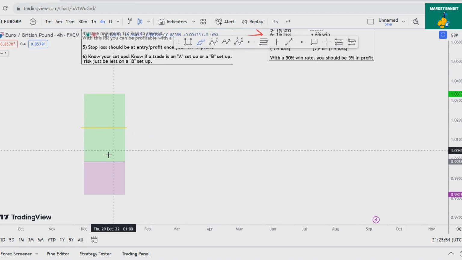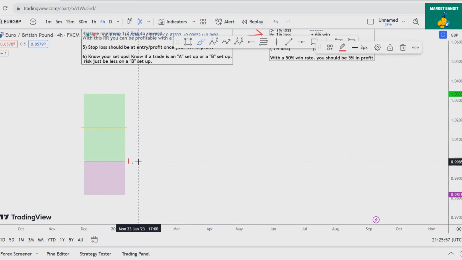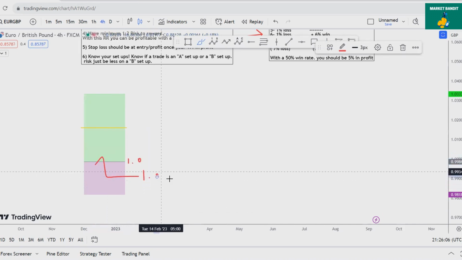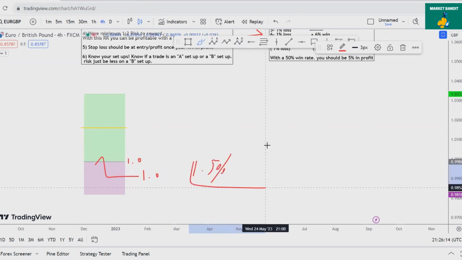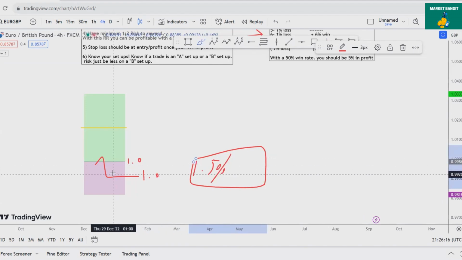The benefit of that is, you have two entries. Say you use a standard 1.0, right? And the price went up, then came down a little bit, about 50% or so. You popped another 1.0. So in total, you're risking 1.5%, right? Total you're risking 1.5%.